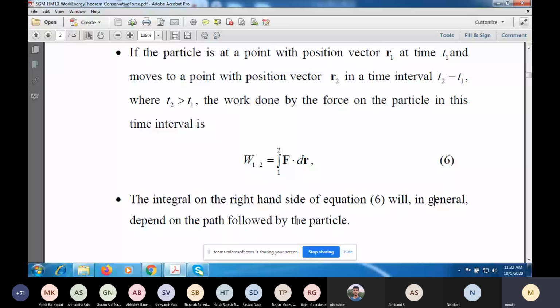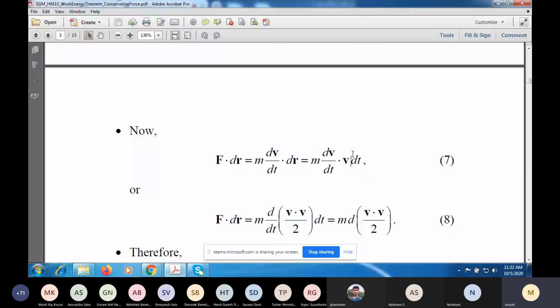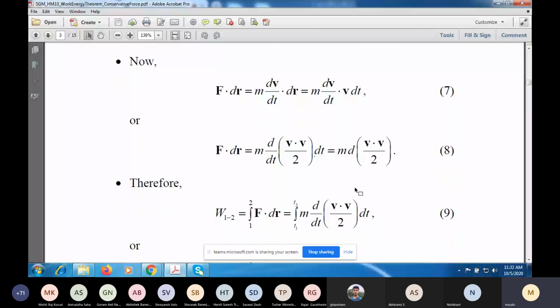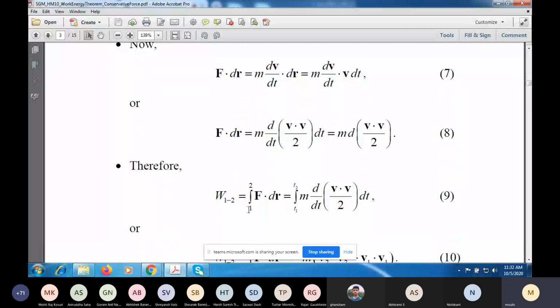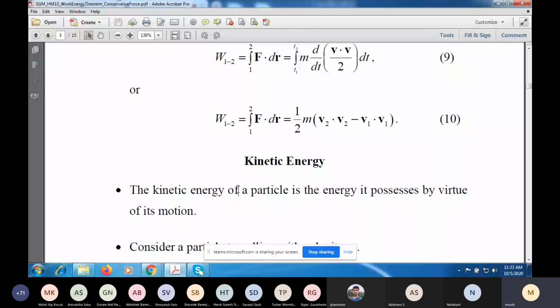Now F dot dr I can write as m dv/dt dot dr, and instead of dr I can write v dt. And if you have v dot d/dt of v, one can write it as d/dt of (v dot v)/2. Okay, so F dot dr is the mass m into d of (v dot v)/2. So this integral then is easy to carry out. Okay, so W12 then will be the difference of this quantity m (v dot v)/2 at point 2 and point 1. Okay, so you recognize this as the kinetic energy. Now kinetic energy, if I ask you to define what is kinetic energy, you say it is the energy a particle possesses by virtue of its motion.